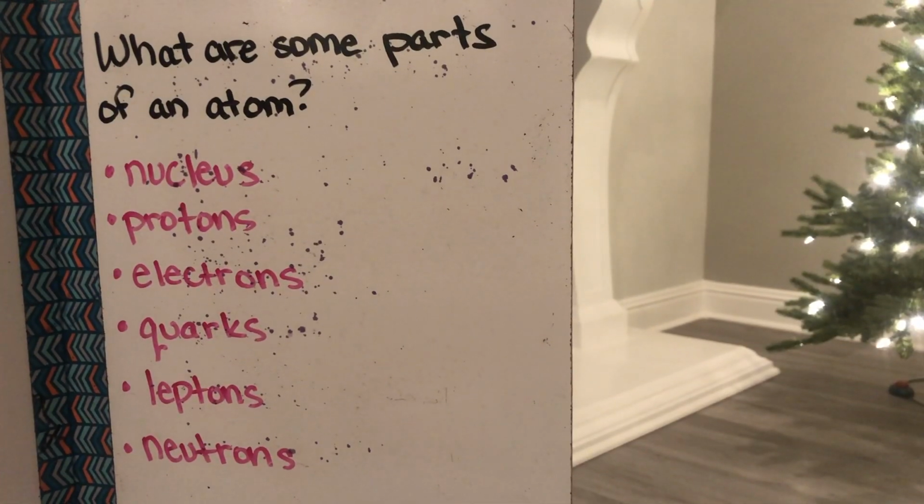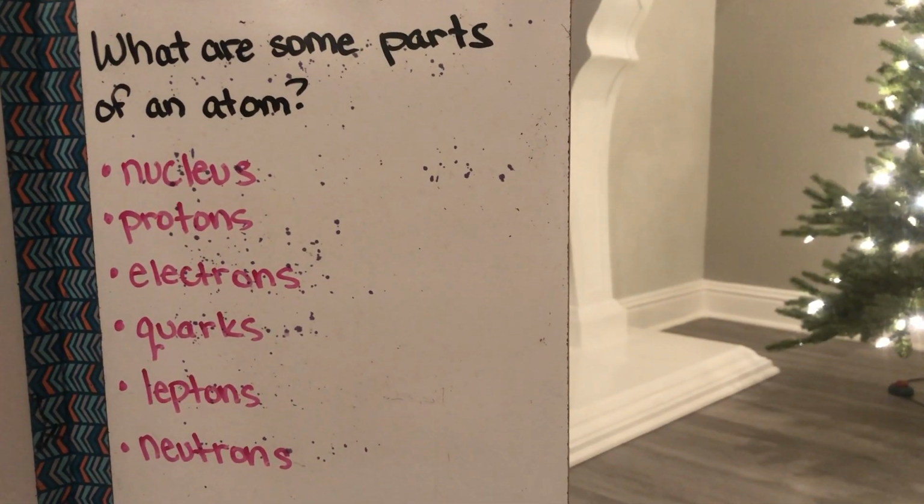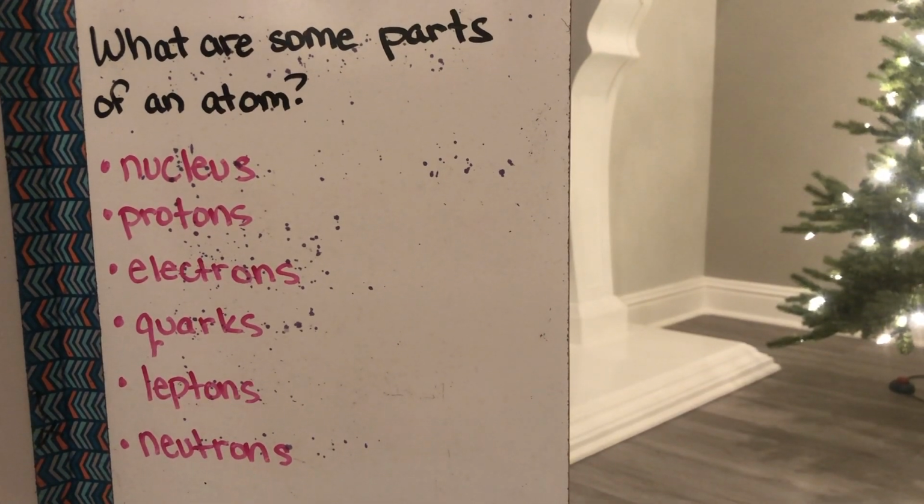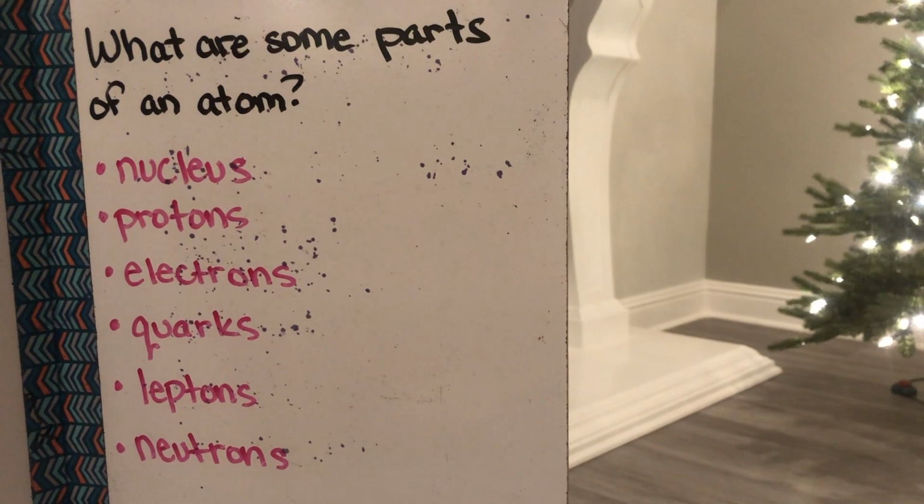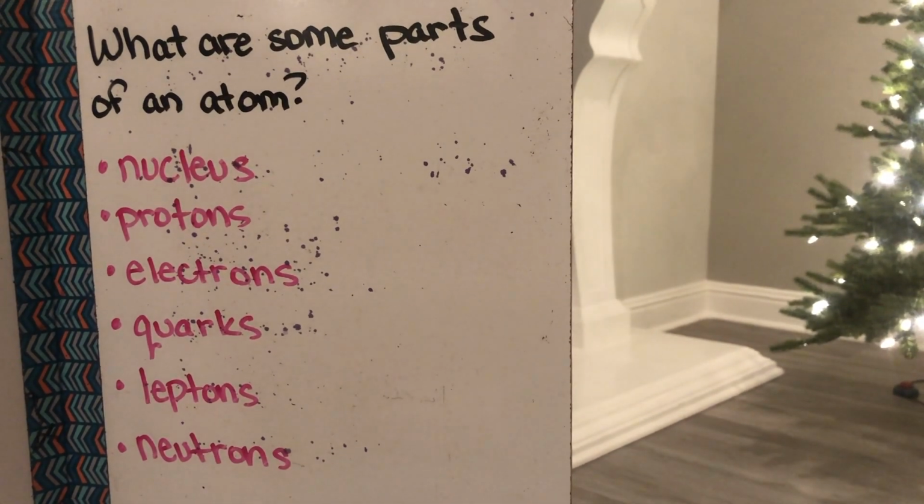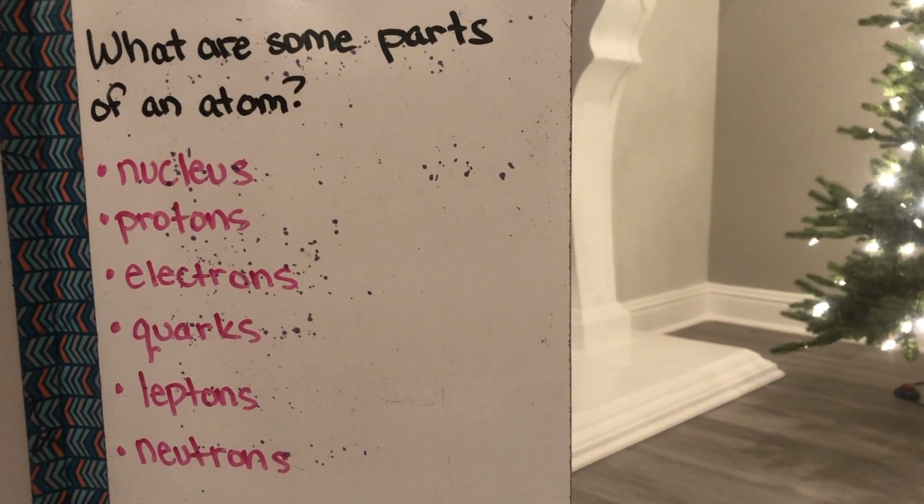What are some parts of an atom? Some parts of an atom are nucleus, protons, electrons, quarks, leptons, neutrons.